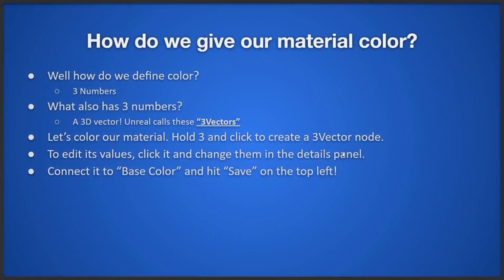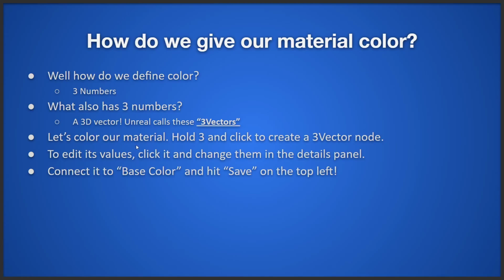So back to the node editor. How do we give our material color? We define color with 3 numbers. What has 3 numbers? A 3D vector. We call these 3 vectors. This is a really universal thing in HLSL. I'm only saying this to give you some idea of what's going on behind the scenes. As we move forward, you won't have to understand this super well. This vocabulary doesn't really show up, but it's important to know what's going on.